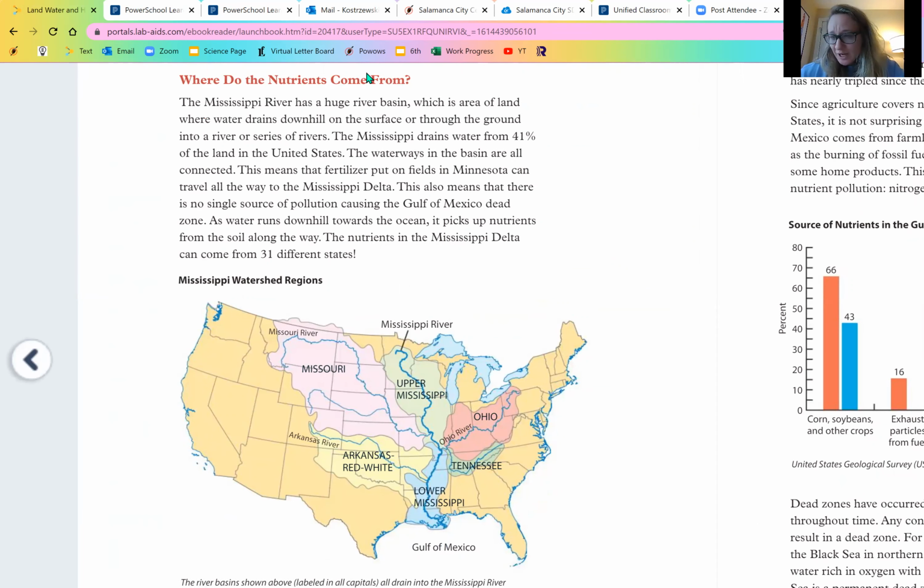Where do the nutrients come from? The Mississippi River has a huge river basin, which is an area of land where water drains downhill onto the surface or through the ground into a river or a series of rivers. We learned about this a few weeks ago, but it's very important, so I want to bring it up again.